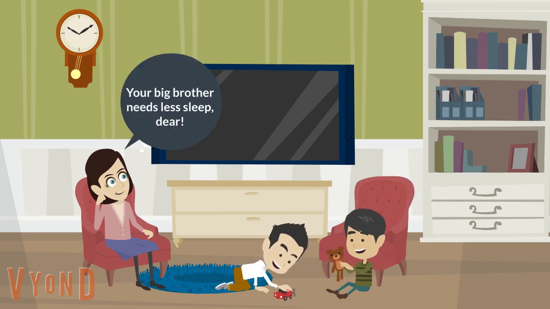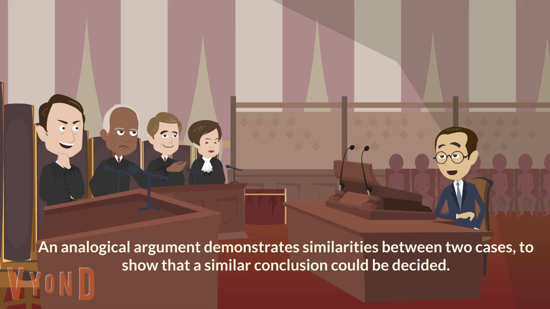Therefore, they should be treated alike. The mother rejects this by saying that older children need less sleep, arguing that there is an important difference in the facts. An analogical argument is one that attempts to show that the issue and facts of the problem case are substantially similar to those in a previously decided case, in order to argue that the problem case should be decided in the same way as the earlier case.